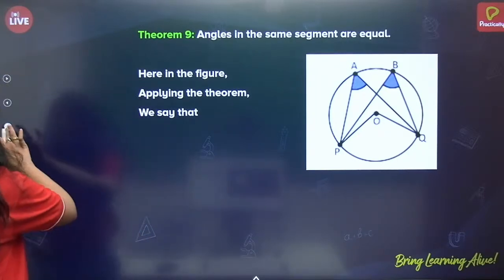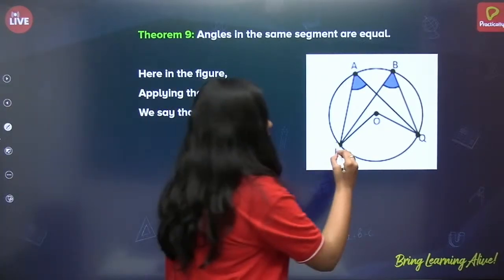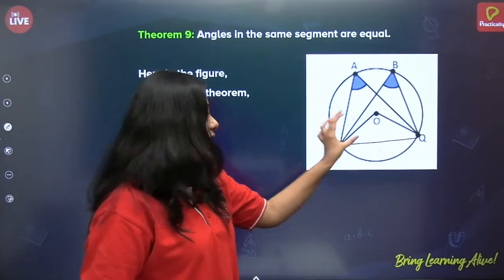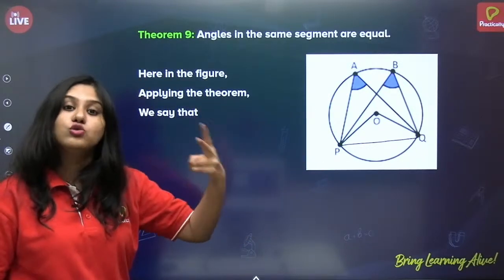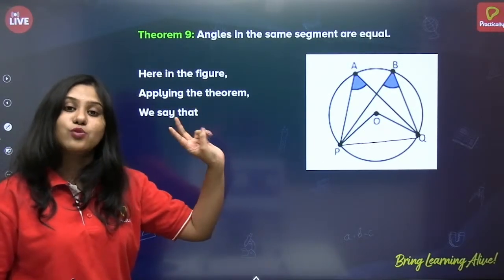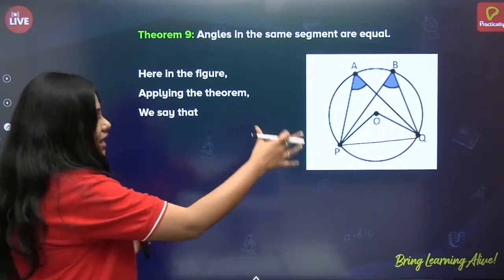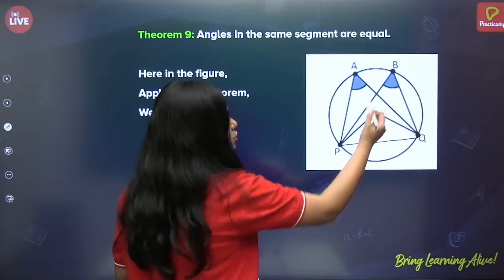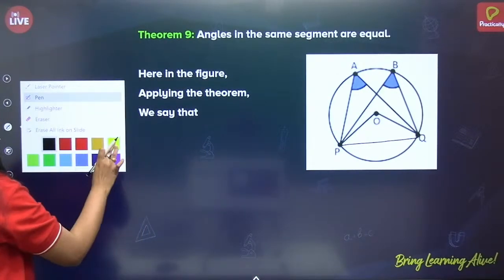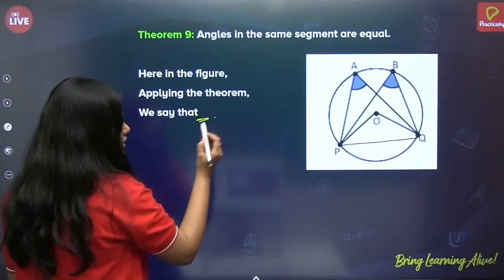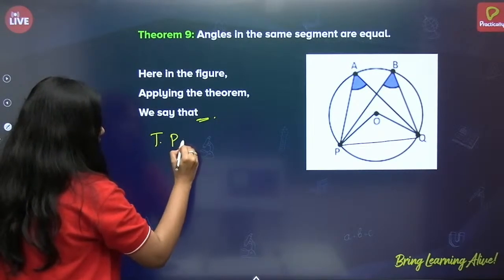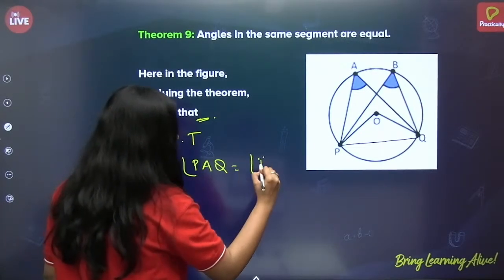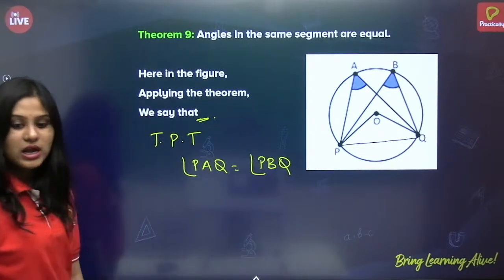Let us see again. So, first, let me join this PQ. If I join this PQ, PQ is the chord and it divides the circle into two segments, one major segment and one minor segment, correct? So let me see how angle PAQ is equal to angle PBQ. We say that, or to prove that, angle PAQ is equal to angle PBQ, right? How do we prove it?